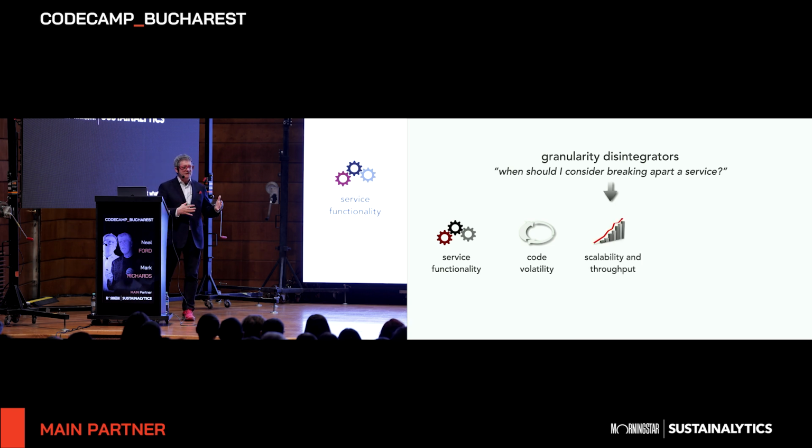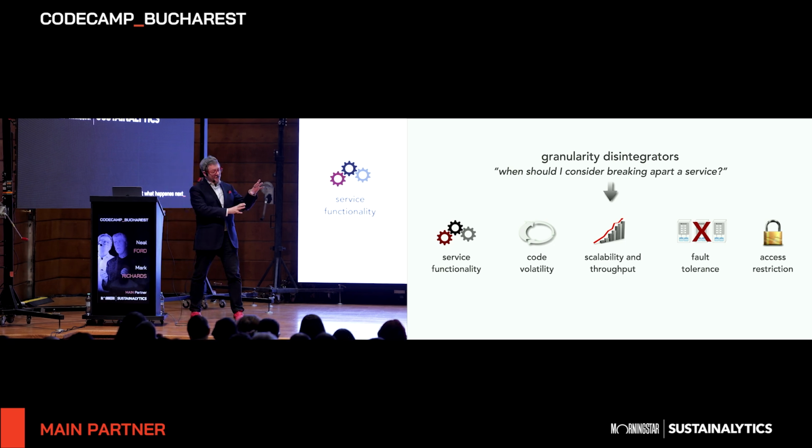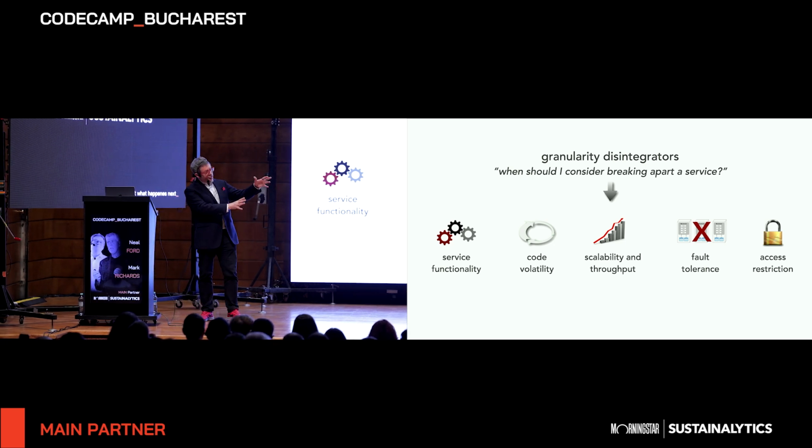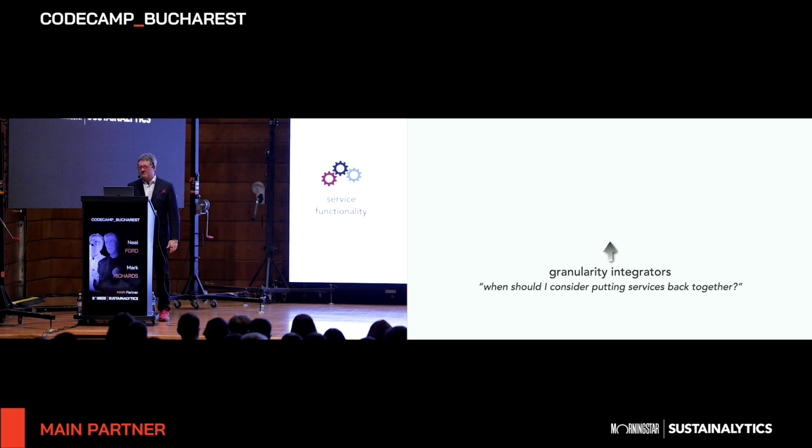Scalability and throughput, and these operational concerns like performance and scalability, elasticity. Fault tolerance and availability and reliability is another way of thinking about breaking things apart. So are things like security and access restrictions. One part of my system needs much tighter security than another part of my system, and so I may break those apart to provide different levels of security.